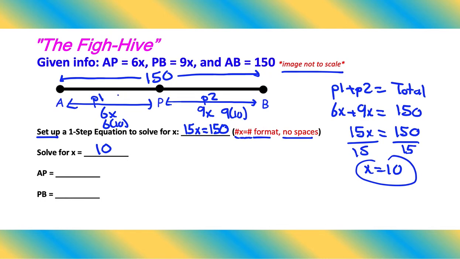So 6 times 10 is 60. So this piece would be 60, AP. And then this piece would be 9 times 10, 90. There we go. So to double check our work, 60 plus 90 makes 150. So we did a good job.